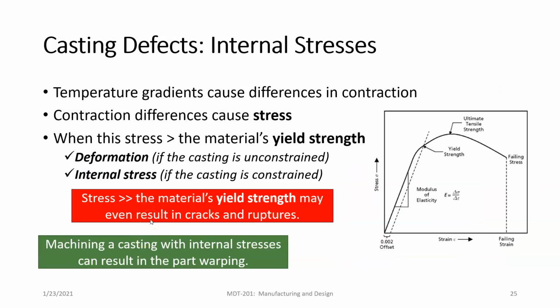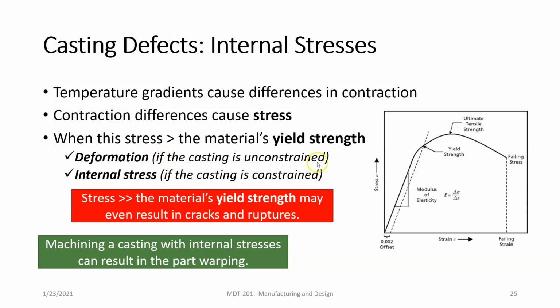So the temperature gradients cause the differences in contraction, right? Contraction differences cause stress, right? When you have two areas that are contracting, but at different rates, they're going to pull against each other. And that pulling is going to cause stress, or is stress, right? That's a force, and so that's a stress. When this stress is greater than the material's yield strength, right?